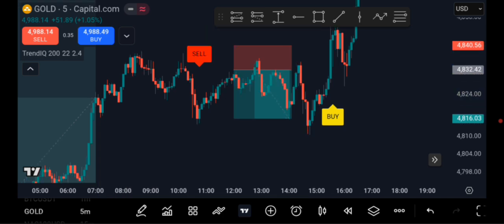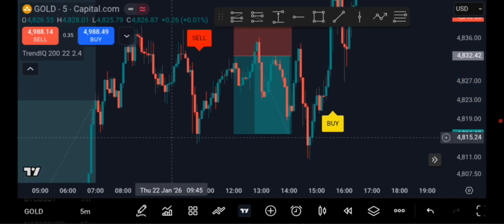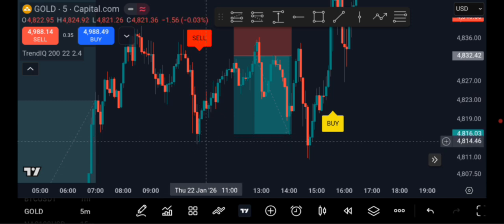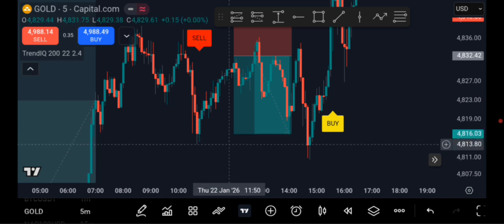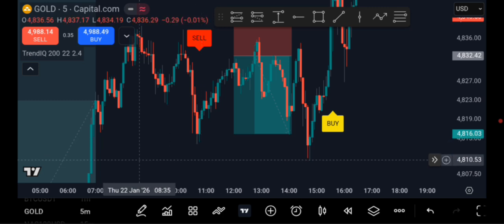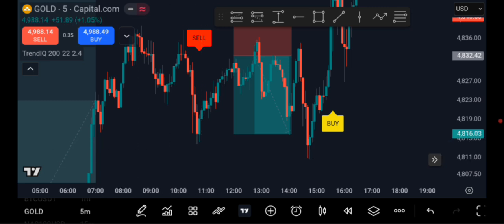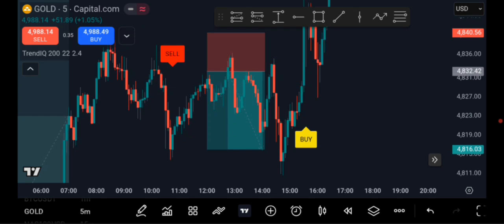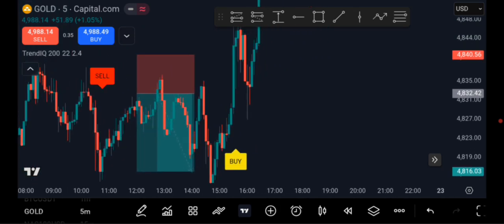Now 1 to 1 was my actual target, but then I looked at this low here, and I know there's a possibility of gold getting to this low, so that gives me room for 1 to 2. So I got my 1 to 2 here. After taking my 1 to 1, I break even on whatever is left, and I let the remaining run.